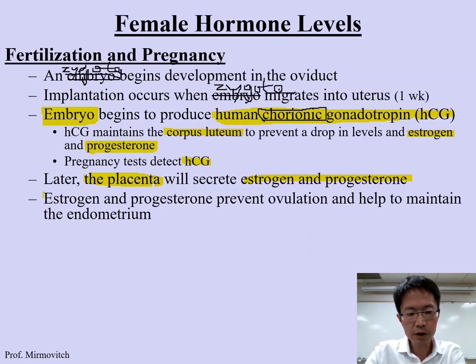The function of progesterone and estrogen is to prevent ovulation and maintain the endometrium. Maintain endometrium meaning that we need to keep it thick, and also we need to keep the vasculature rich. We need to have a lot of blood supply there.